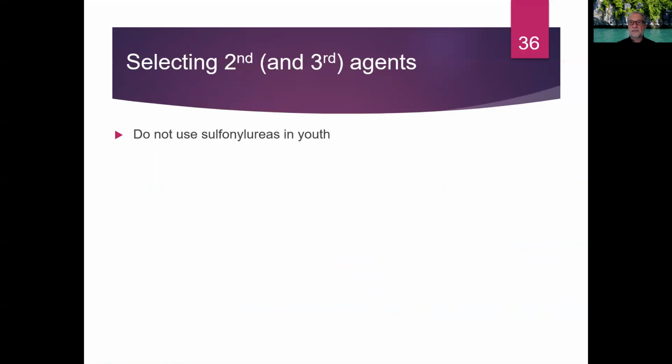So, given that background, how do you select a second agent? A couple of pearls from experience. Do not use sulfonylureas in youth. They're associated with substantial hypoglycemia, likely related to that beta cell hyperresponsiveness that we talked about. Also, sulfonylureas are associated with rapid beta cell loss over time, and these kids are already losing beta cells rapidly, so it makes no sense to give them an agent which may be worsening this.